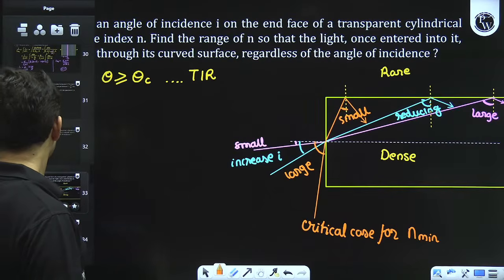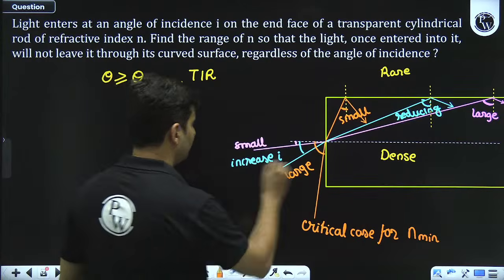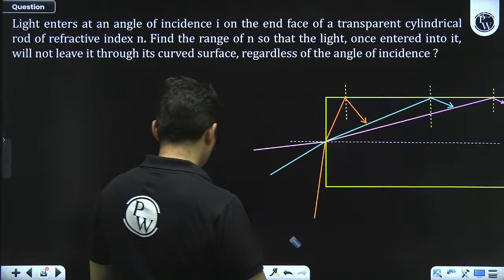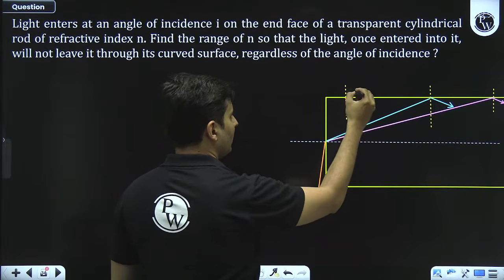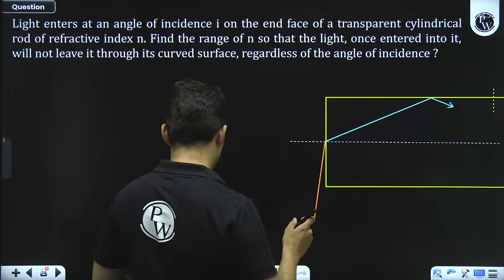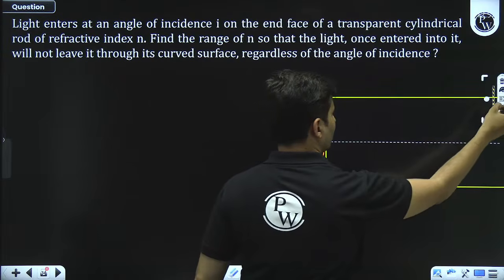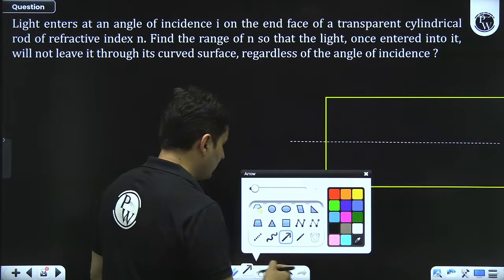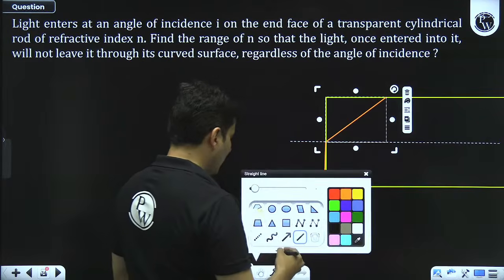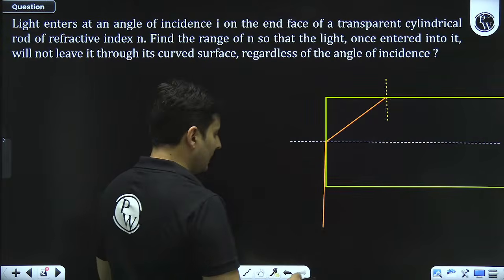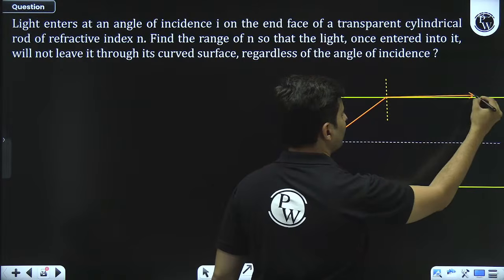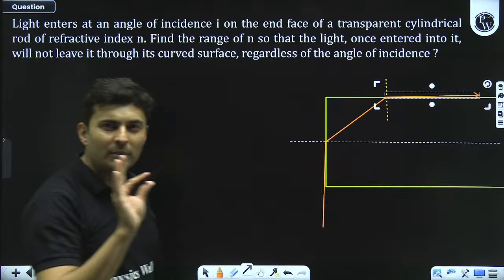Okay, I need another diagram. I don't need this. I'll just take the most critical case now and try to solve it. In the most critical case, your ray will almost come at 90 degrees, but when it goes inside, it will go at the critical angle. And again over here, if I show the normal, it should get totally internally reflected. It's not yet 90 degrees, it's almost becoming 90. So it will come out of this surface grazing like that. After this, it should get internally reflected. So I'm taking that limiting condition.